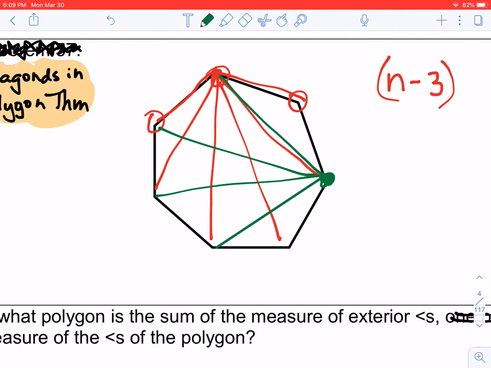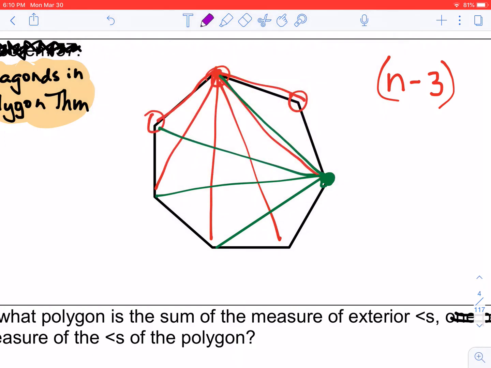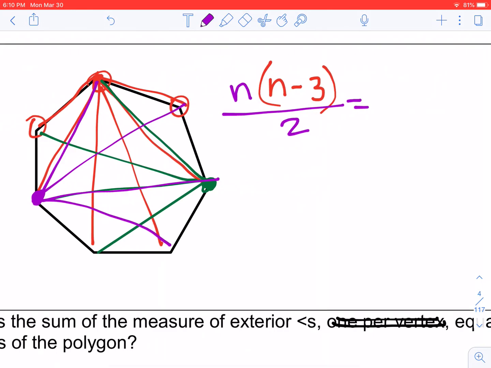Notice I have drawn 3 new ones and 1 overlapping. And if I did that successively for all of them, you would see that I would overlap 1 in each case. If I took this one here, I would overlap that one, and I would overlap that one, and then I would have those 2 new ones, and so on and so forth. So you can see that I'm going to take the number of sides, minus 3, times the number of vertices, and then because we overlap them all, I'm going to divide that by 2. So there's the formula for the number of diagonals.